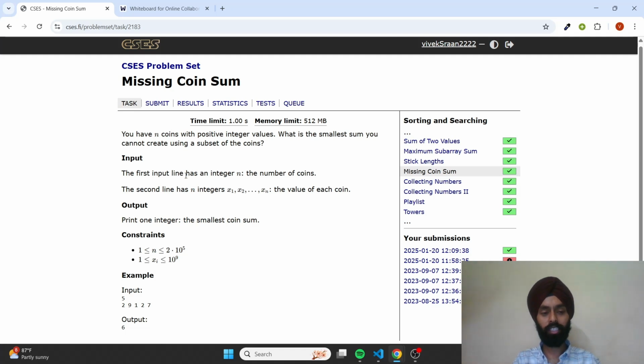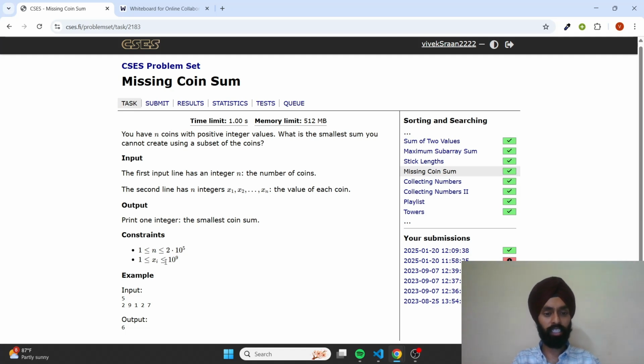So first let's discuss what the problem statement is. In this problem you are basically given an integer n, which is the number of coins you have. Then in the second line you are given n different integers which are denominations of all the coins you have, or you can say the value of every coin. So you have to find the smallest sum you cannot pay using any combination of these coins, or let's say any subset of these coins.